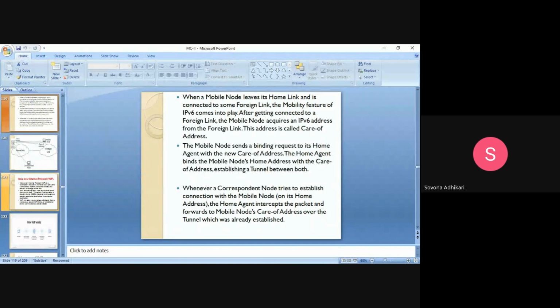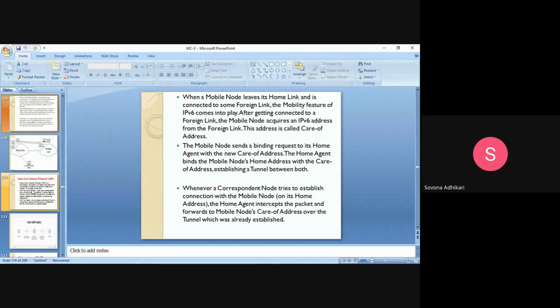Let us come to the last paragraph. Whenever a correspondent node tries to establish a connection with a mobile node, when your friend now wants to connect to you, but you are not in your home address. If you are at your home address, then no problem, it directly delivers the data. So whenever a correspondent node tries to establish a connection with the mobile node on its home address, the home agent intercepts the packet and forwards it to the mobile node's care of address over the tunnel which was already established.